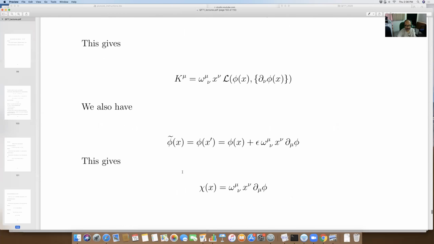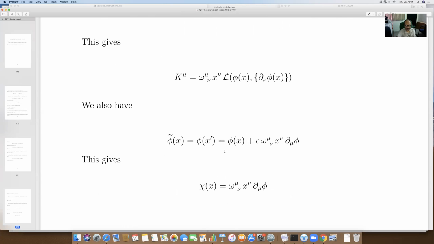Okay. Now we also have this relation, right? This is the way we started with. Phi tilde of x is phi of lambda x. X prime by definition is lambda x. So phi of lambda x was phi of x plus epsilon omega mu nu x to del nu phi.